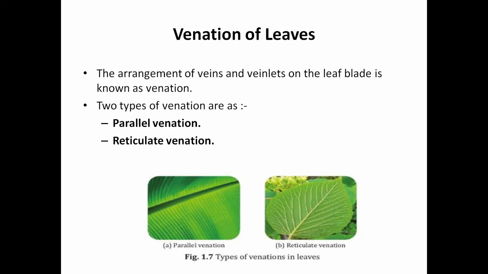Reticulate venation. In this type of venation, the vein and veinlets of the leaf are interconnected over the entire lamina, forming a web-like network. Example like leaf of peepal and mango tree.